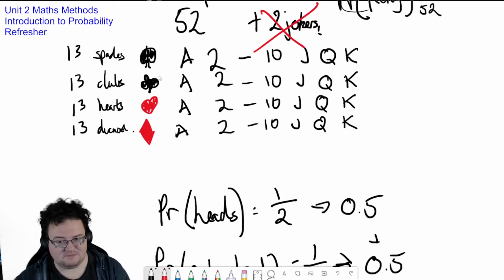The probability I pick a spade, well, there's 13 spades in a deck of 52. The probability I don't pick a spade, well, there's 39 cards that are not spades. So the probability I pick a spade or not a spade still adds up to 1. And that concept, where you're using the probability of something happening to find the probability of something not happening, is called a complementary event.